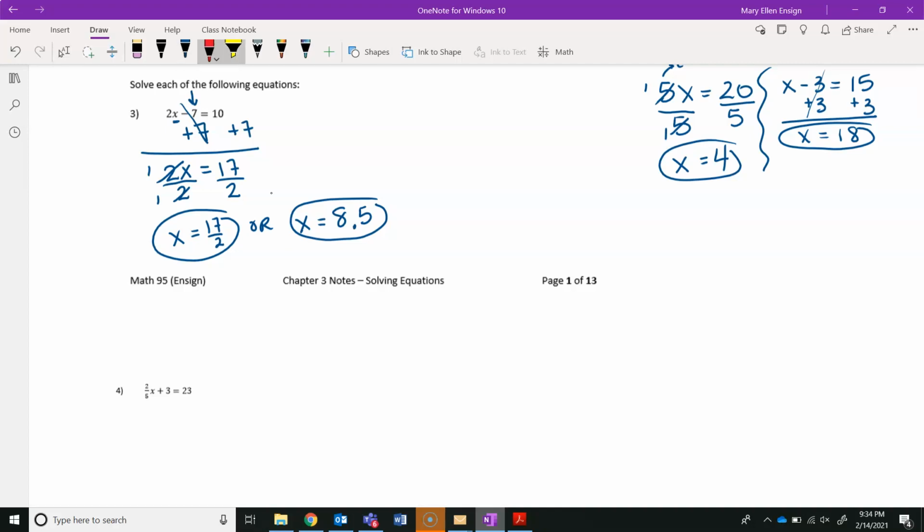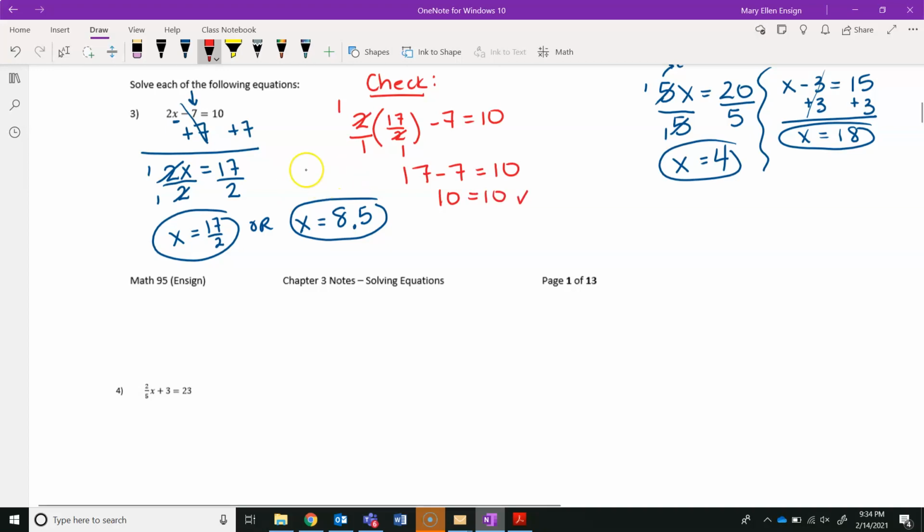Now, to check this, I want to do something similar to what I did up on top. So I want to take 2 times 17 over 2 minus 7 equals 10. I substitute in what I think my answer is, and you can do this on your calculator, okay? I don't require that you write this out. Remember, let's make this a fraction, and then 2 goes into 2 once, 2 goes into 2 once. So we have 17 minus 7 equals 10. Okay, how did I get 17? Well, 1 times 17 over 1 times 1. 17 minus 7 is 10. Oops. 10 equals 10. Yes, it checks.